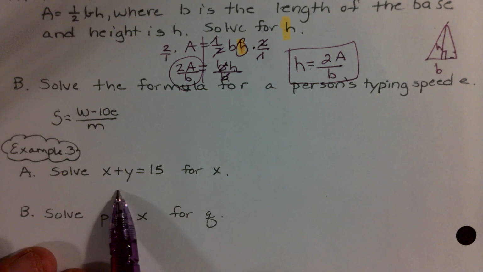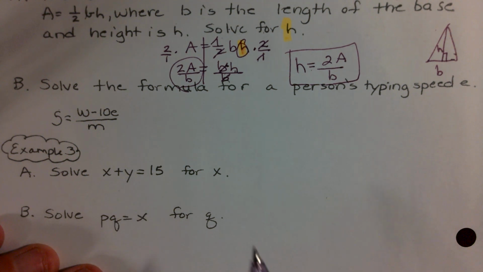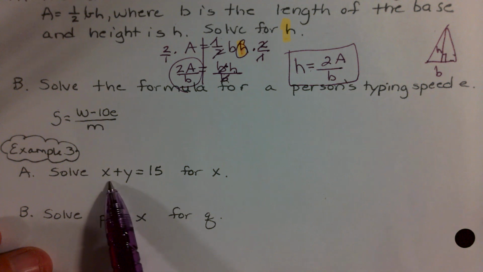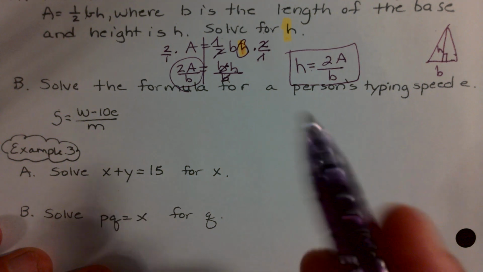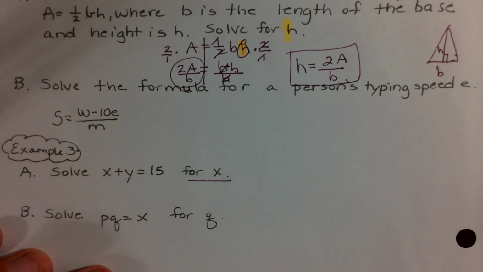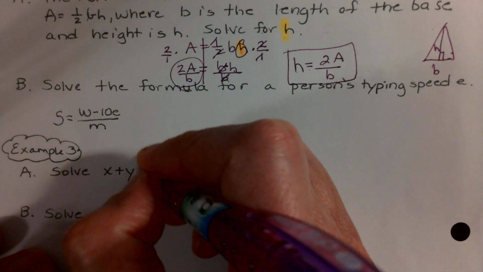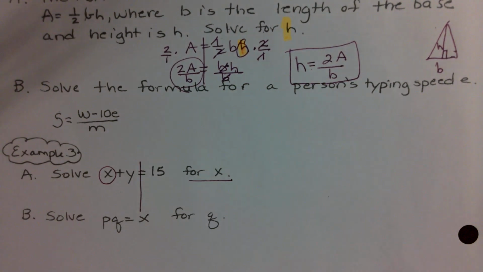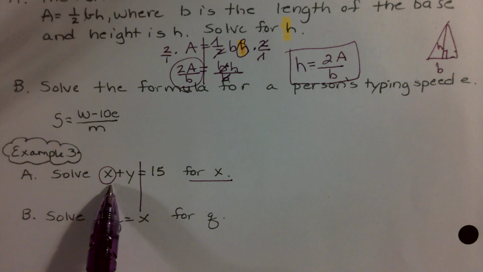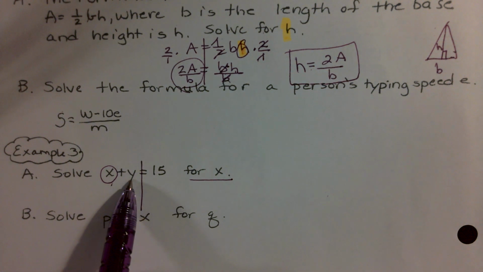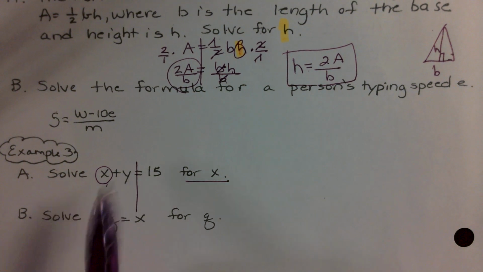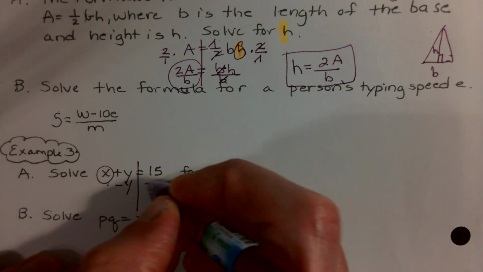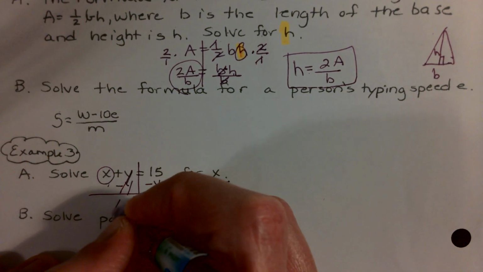If you are solving this, you have to look and say, what am I solving for? Because I have two things, an x and a y. I don't know which one. Well, it tells you right here for x. So you need to draw your line, locate that variable, because that's what you're solving for. What's on the same side of that line with that variable that you need to get rid of? That. So it's a positive y, so I'm going to subtract y.